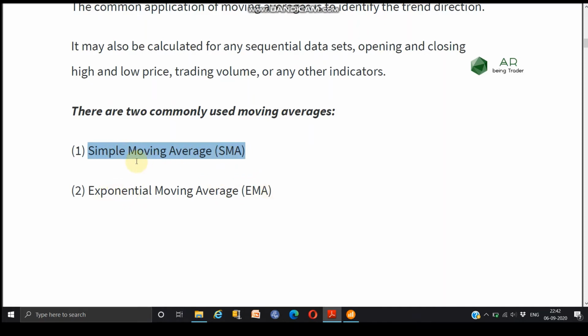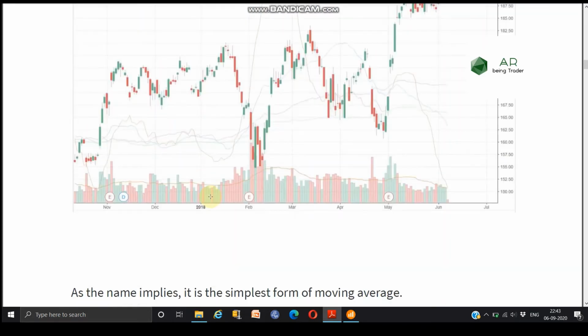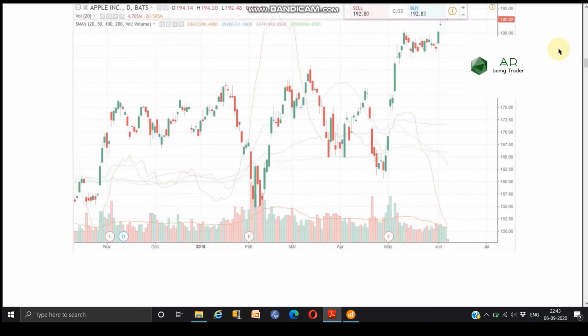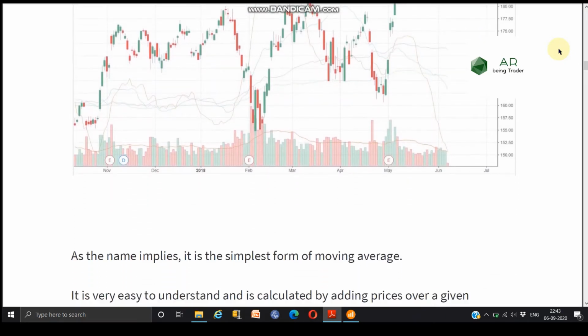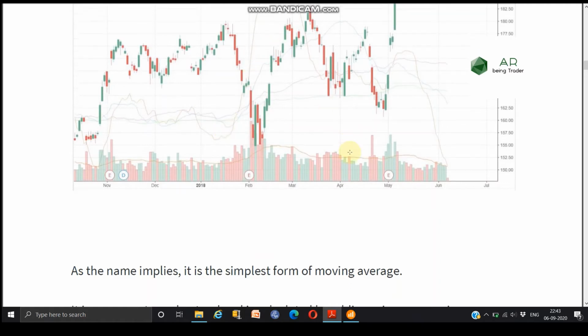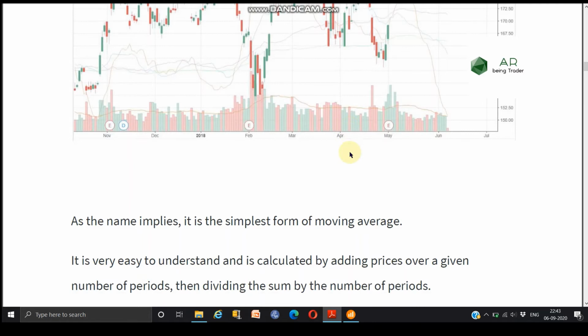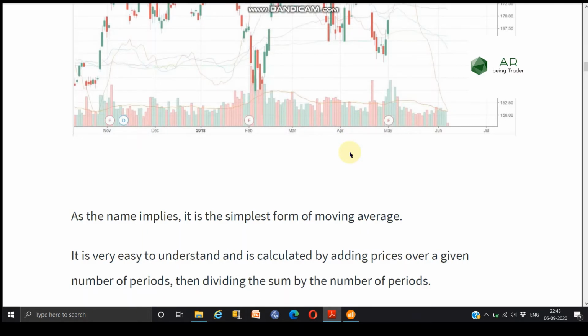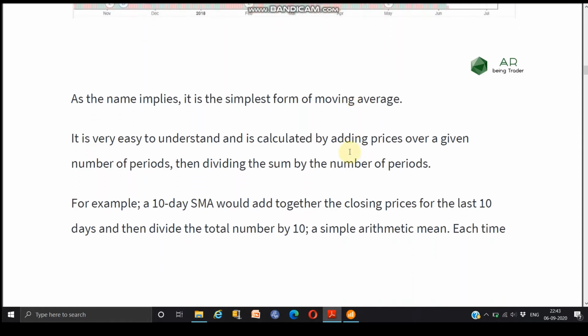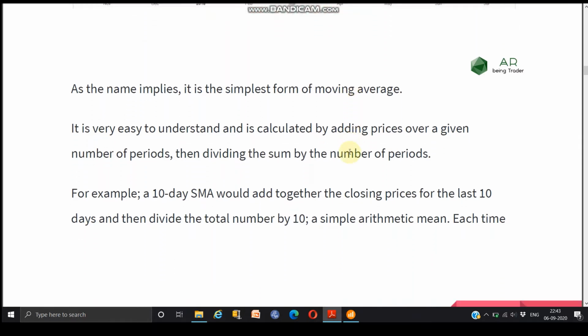Keep in mind that SMA means simple moving average, and EMA is exponential moving average. This is a simple moving average. When we apply it to a chart, the simple moving average won't react to prices very quickly. It won't make you get tense suddenly, because it reacts very slowly to the market.